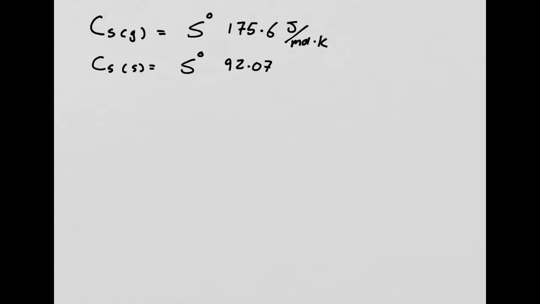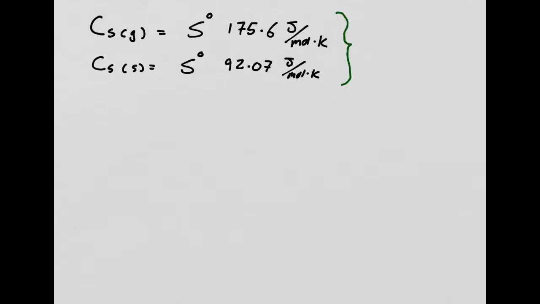Cesium gas, the entropy is 175.6 joules per mole Kelvin. And cesium solid, the entropy is 92.07 joules per mole Kelvin. Now here's a question for you to talk out. I know we're not in class anymore, but maybe you can talk it out with your roommate, even if they have no idea what chemistry is. Does this make sense to you?